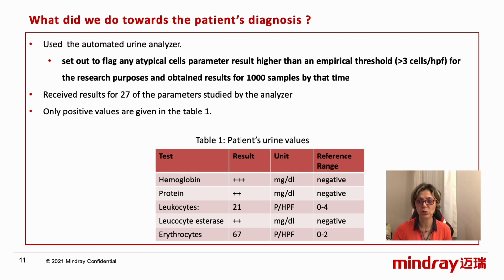What did we do towards the patient's diagnosis? We set out to flag any atypical cell parameter results higher than an empirical threshold for research purposes and obtain results for 1,000 samples by that time. We received results for 27 of the parameters studied by the analyzer. Only positive values are given in table 1. Hemoglobin 3 positive.